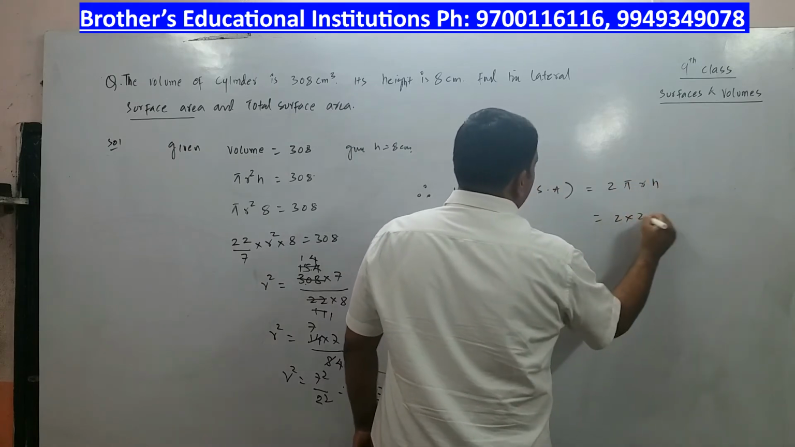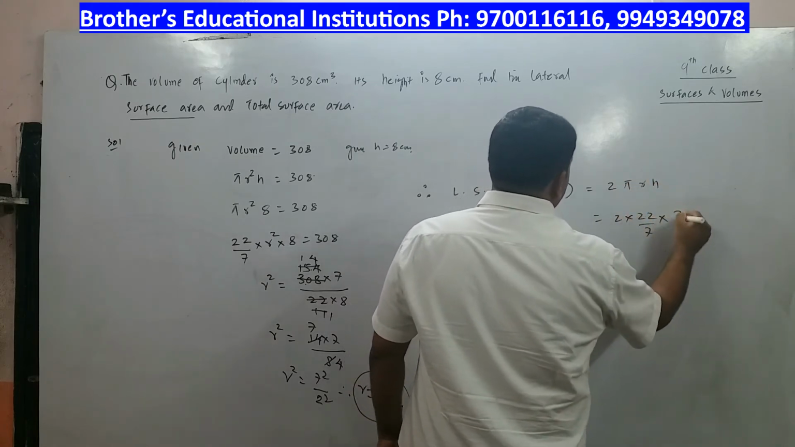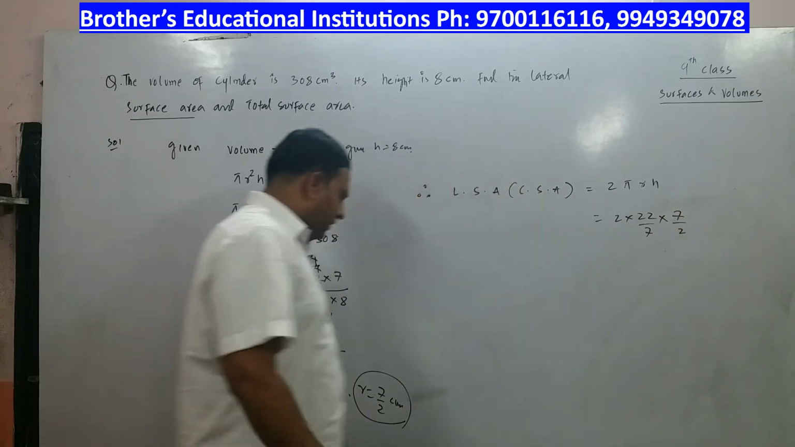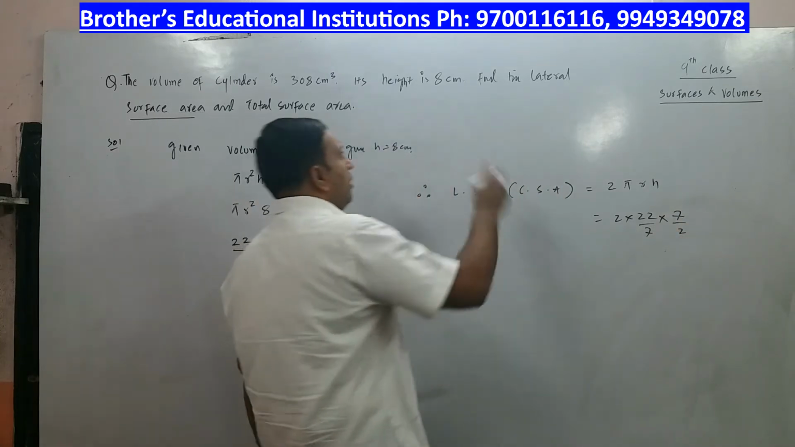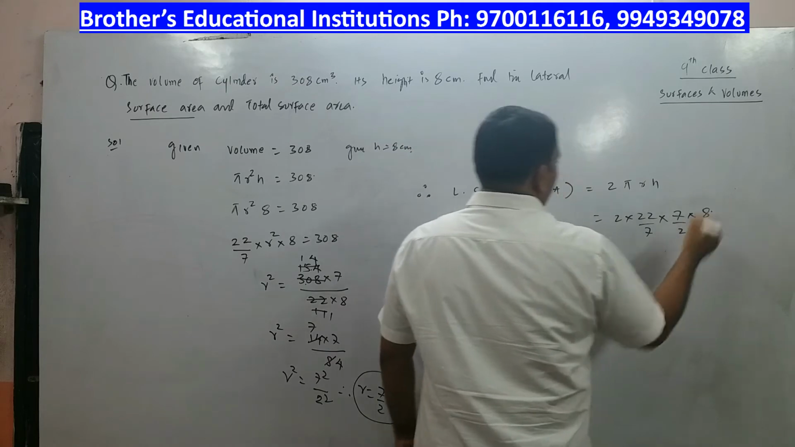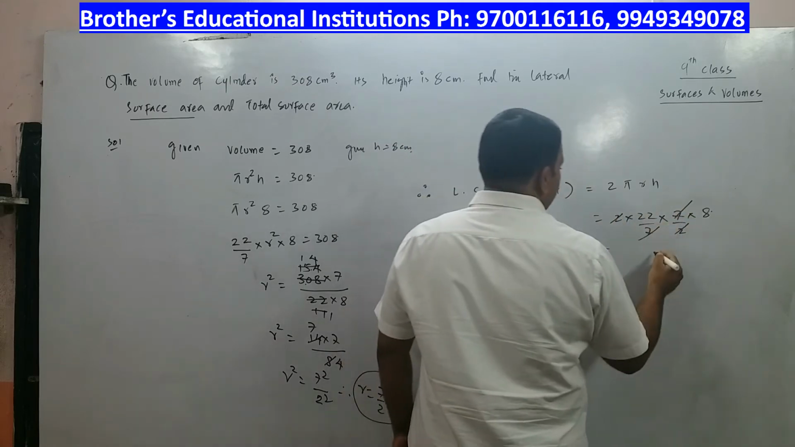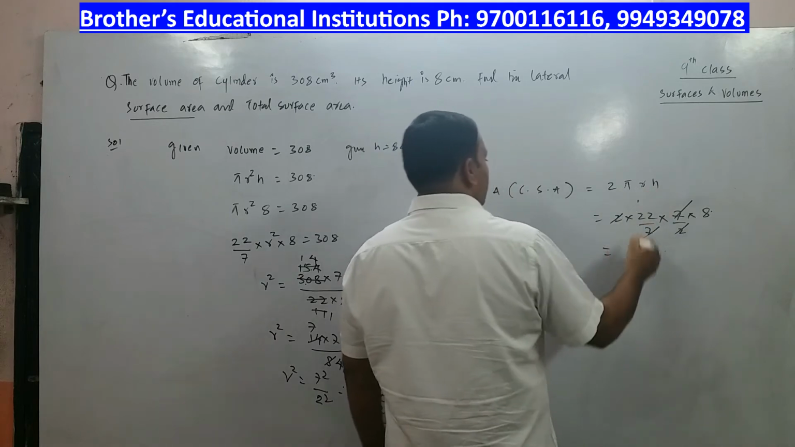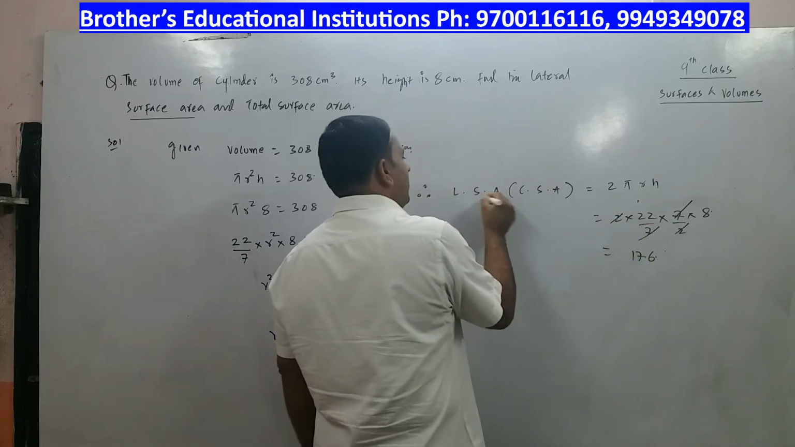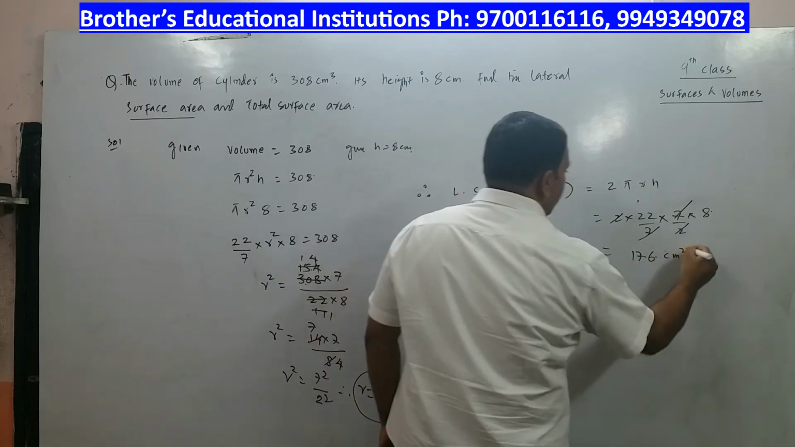So 2 into 22 upon 7 into r, just now we got the value as how much? 7 by 2, into what is the value of h? h is equal to 8. Now 7 and 7 cancel, 2 and 2 cancel, 8 2s are 16, 1 carry, 8 2s are 16 plus 1, 17. You are dealing with area, so area should be in centimeters square.